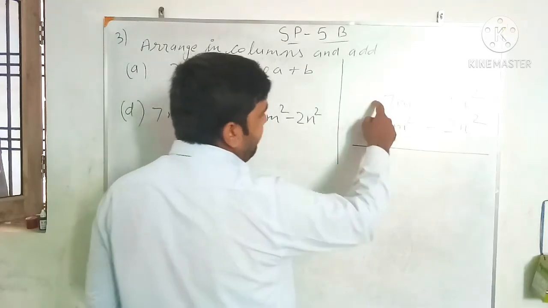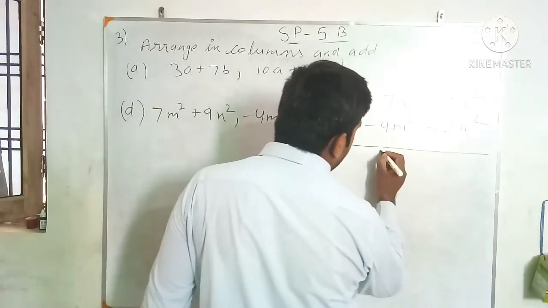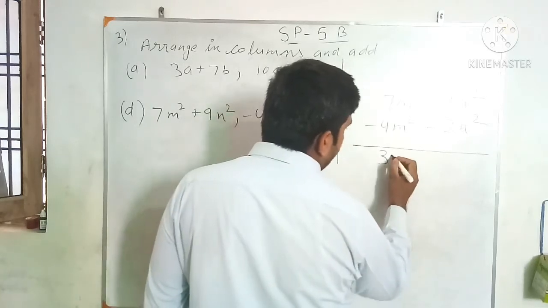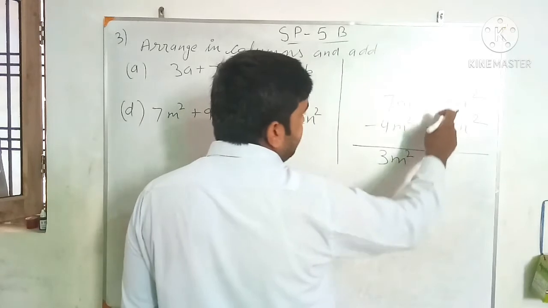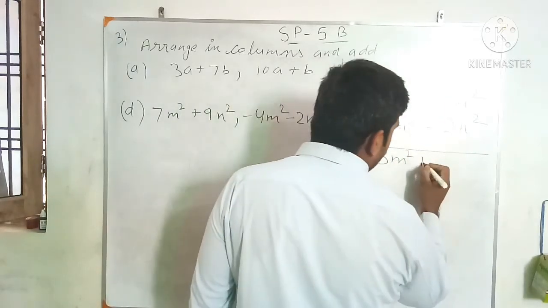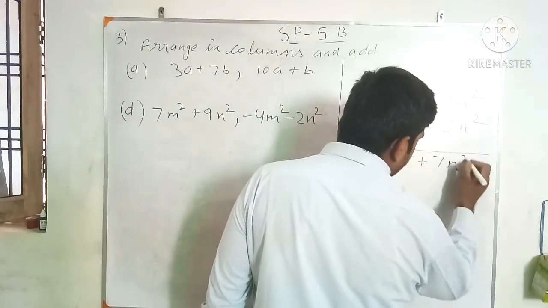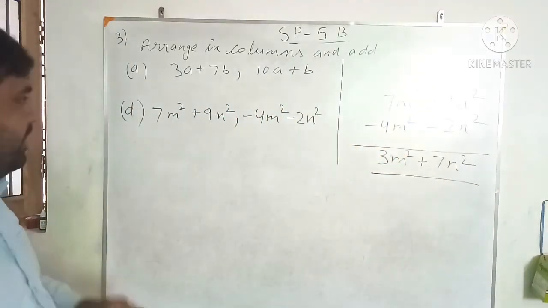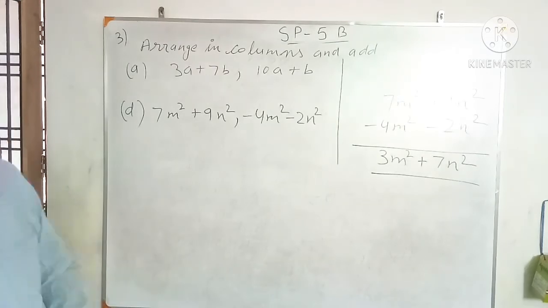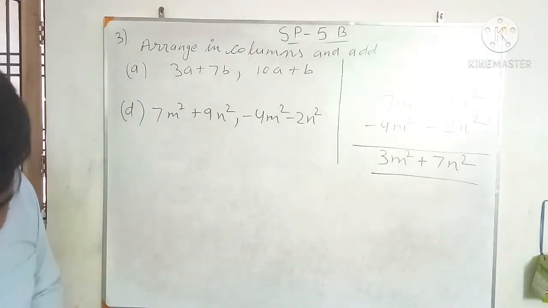Now subtract 4 from 7, so you will get 3. 7 minus 4 gives you 3m square. Now see the result: 9 minus 2 gives you 7, so you write plus 7n square. So the result will be 3m square plus 7n square. Like this we have to do. Okay. Now we move to the next question.